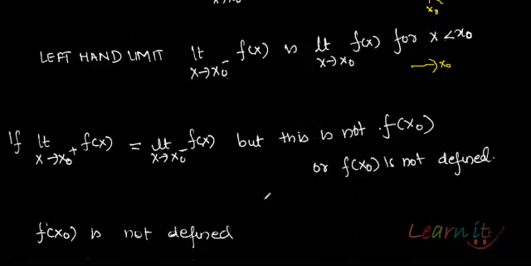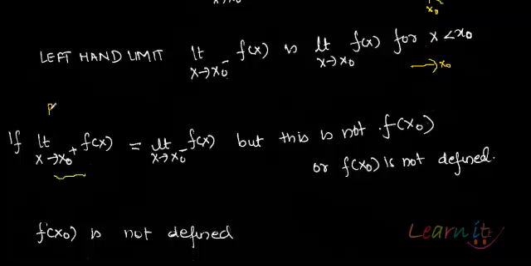So, if the limit as x tends to x naught plus of f(x), or the right hand limit, equals the left hand limit, but it is not equal to f(x naught), the functional value at x naught, or maybe it might so happen that the function is not defined at that point, then what happens? Then the function is called discontinuous. But we can deal with this kind of discontinuity.